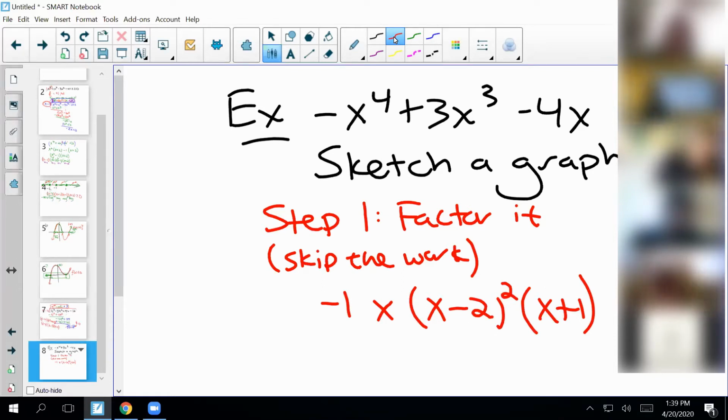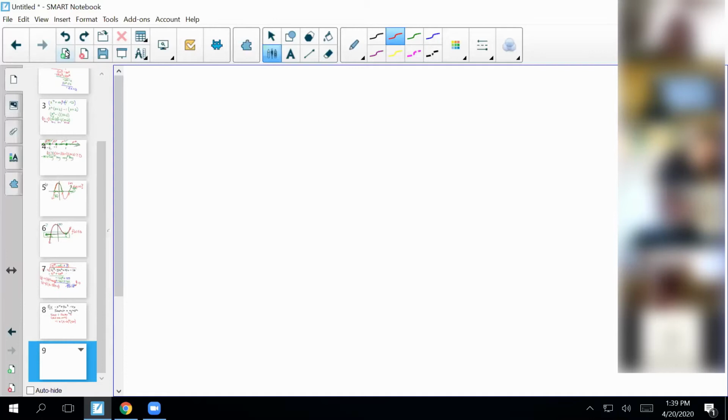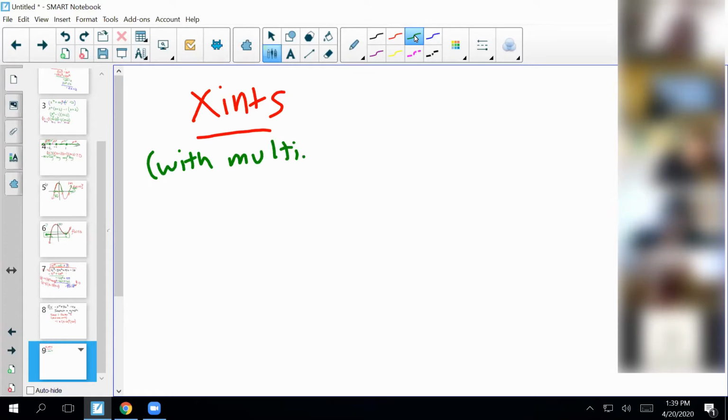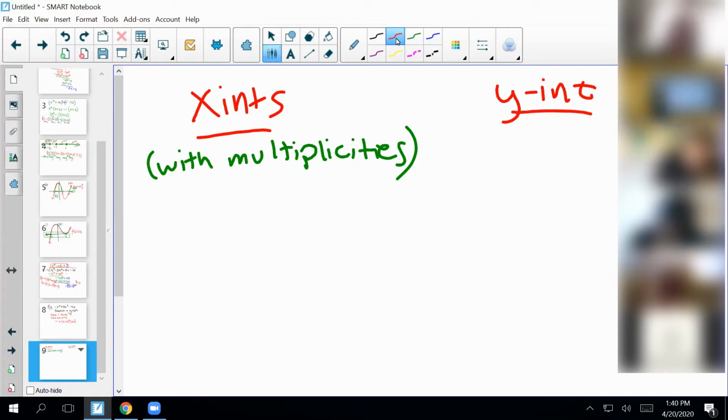Well, this is definitely going to be a multi-page problem here. So let me start a new page just for a second. Let me just tell you everything that we need. So we need the x-intercepts, and we're going to include something called multiplicities with that. So I want the x-intercepts. I want the y-intercepts. That's going to be pretty easy, but it's going to be good too.